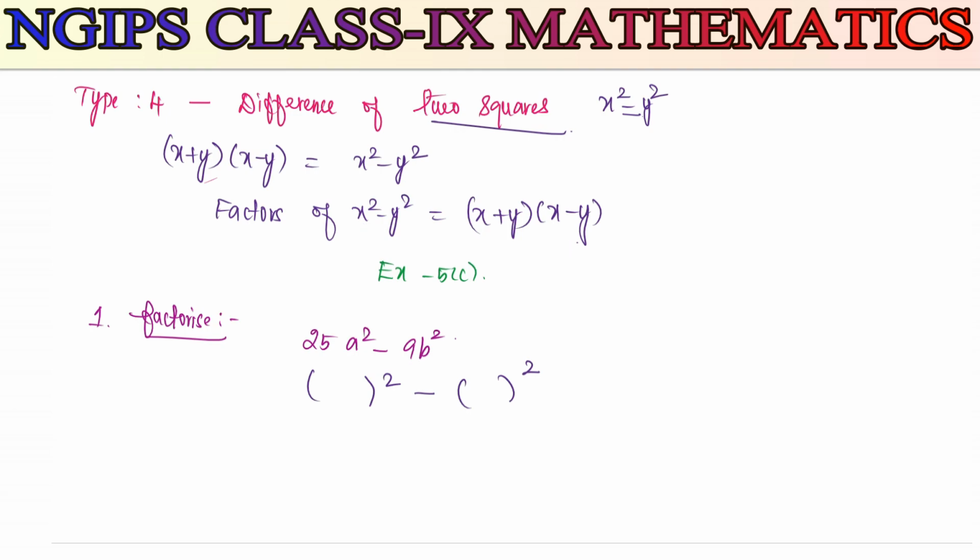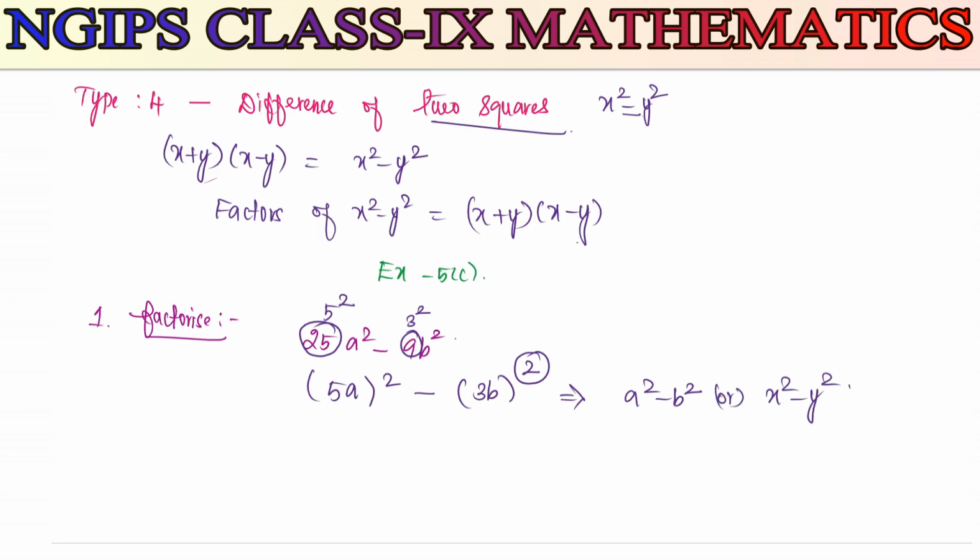To make the first term a complete square, first you have to check the numerical value. The numerical value is 25, so I can write it as 5 square. And we have a square, so I can write 5a whole square. And here 9 we can write as 3 square, so 3b whole square. So this is in the form of a square minus b square, or you can consider it as x square minus y square.